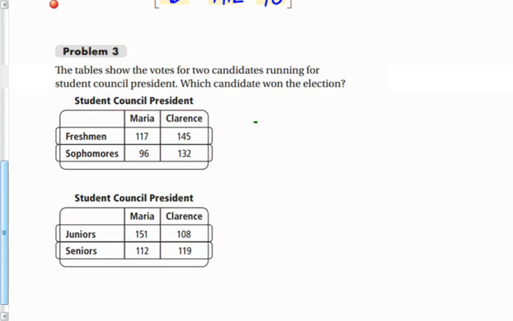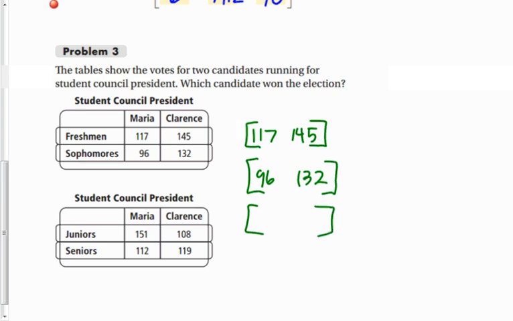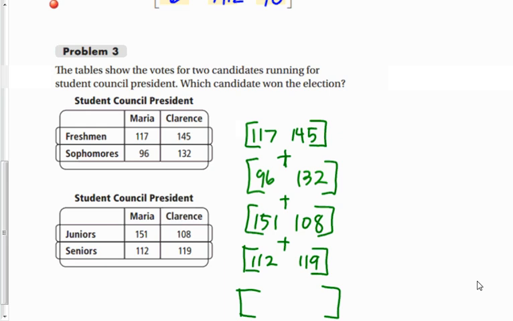And so what I'm going to do is just set up 4 matrices that are each 1 row and 2 columns. And the first column is Maria and the second column is Clarence. And then I'm just going to add them all together and get these all into one matrix. So I've written all these into 1 by 2 matrices.